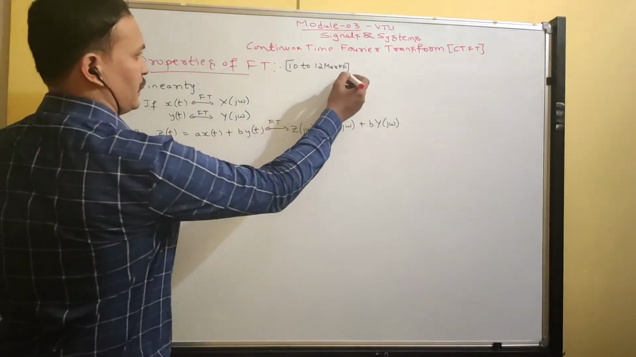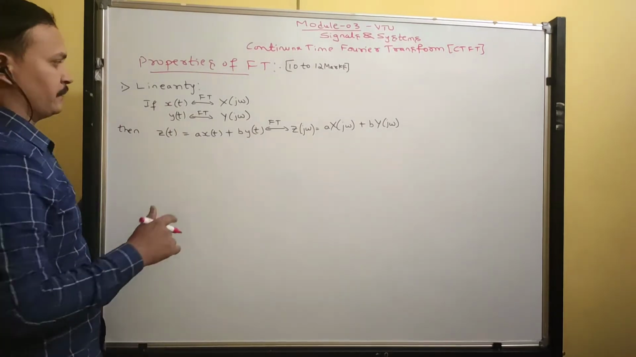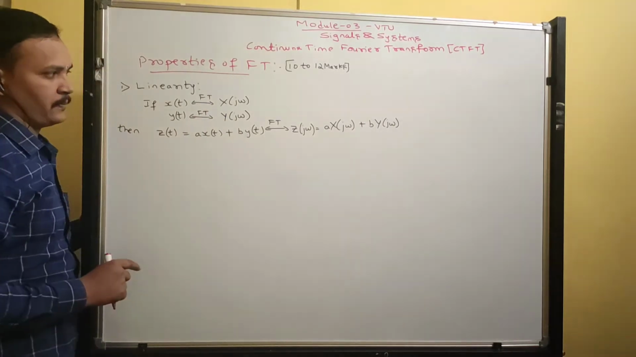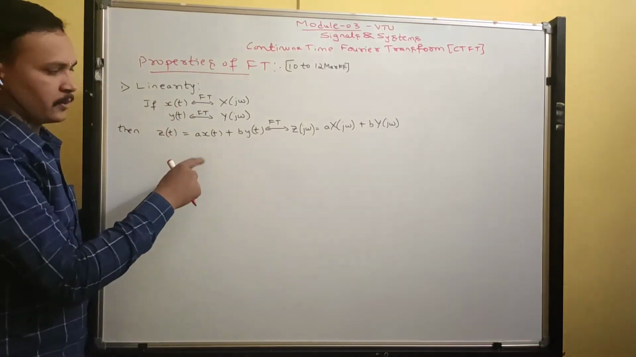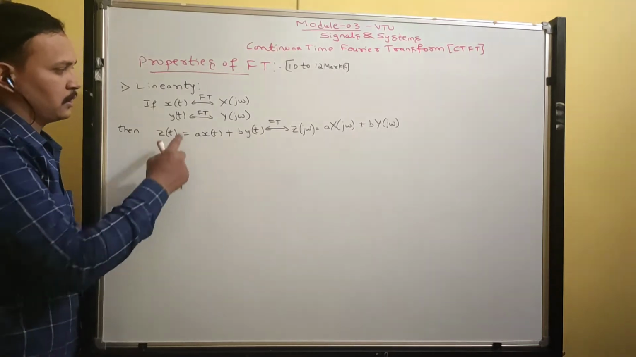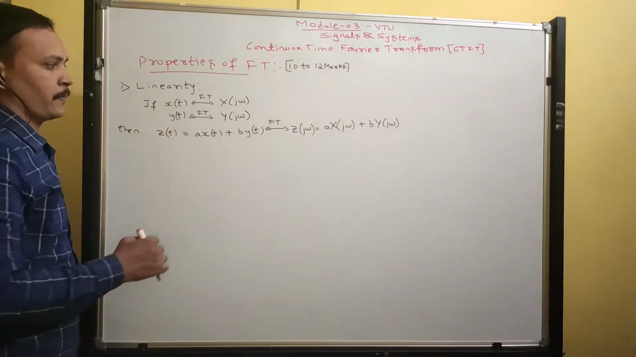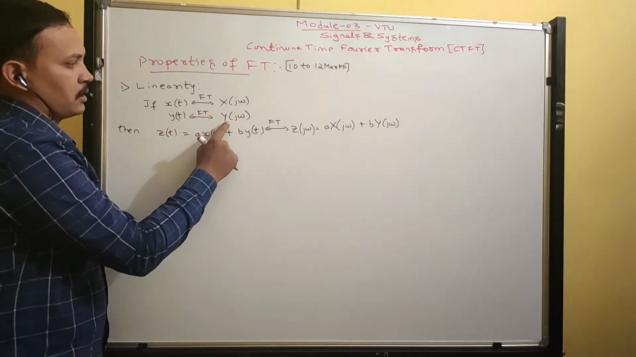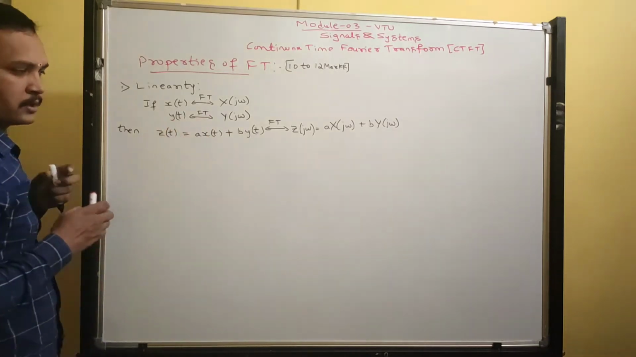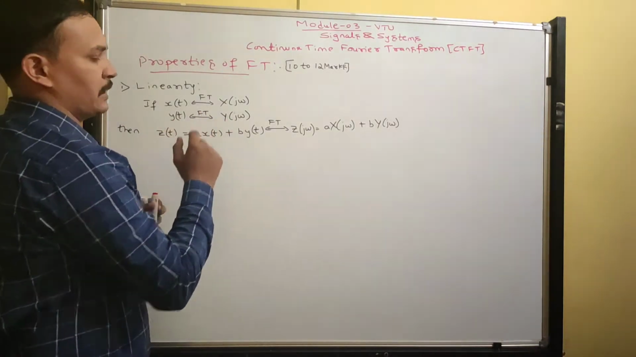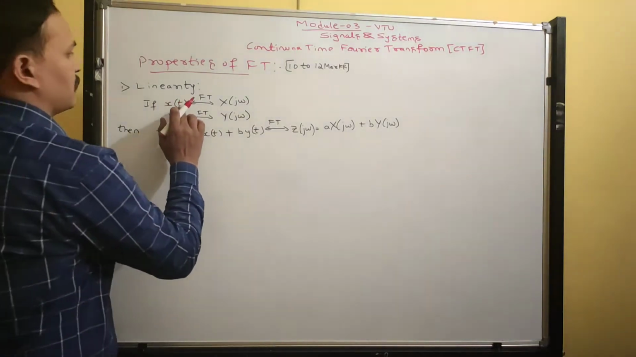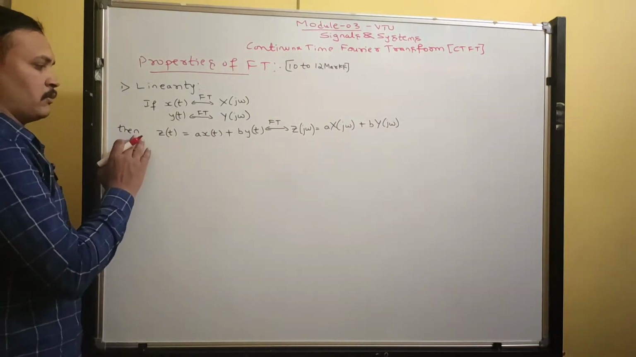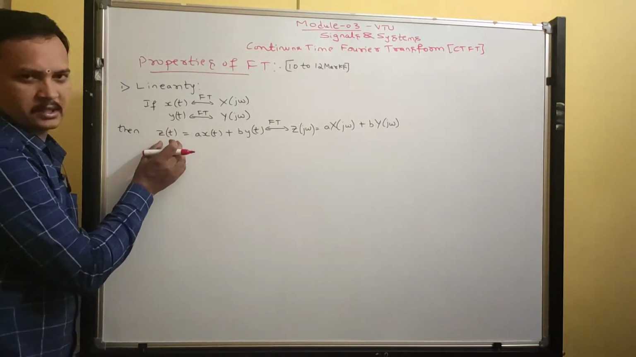Okay, now the first property is the linearity property. What it states: if x of t has Fourier transform x of j omega, and y of t is another non-periodic time domain signal, then taking the Fourier transform gives the frequency domain spectrum. So the Fourier transform of y of t is y of j omega, and of x of t is x of j omega. Then they have taken another non-periodic signal, that is z of t.